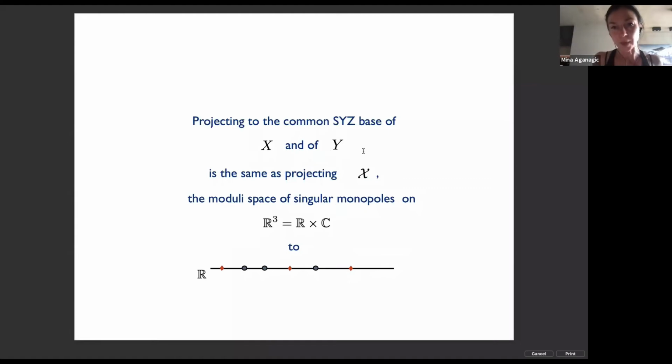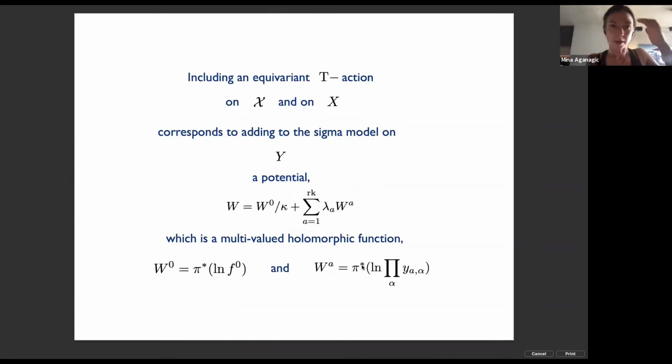Projecting to the common SYZ base of the small x and the small y is the same as projecting the big X, which starts out as the moduli space of monopoles in R3, just to a moduli space of monopoles on the real line. That's why we're getting these symmetric products everywhere. Including the equivariant T action on the big X and the small x corresponds to adding to the sigma model on Y a potential that is a multi-valued holomorphic function on Y. So it's a sum of terms.